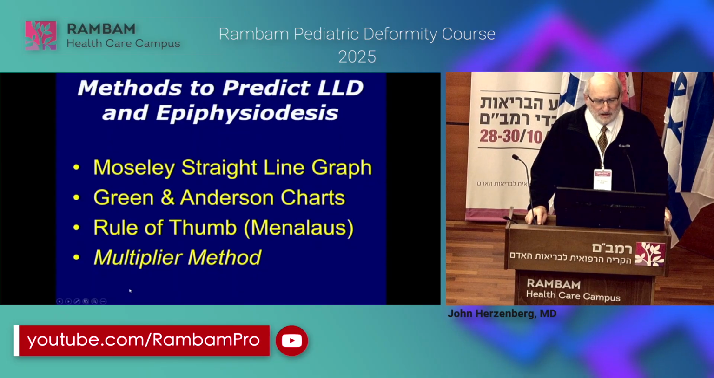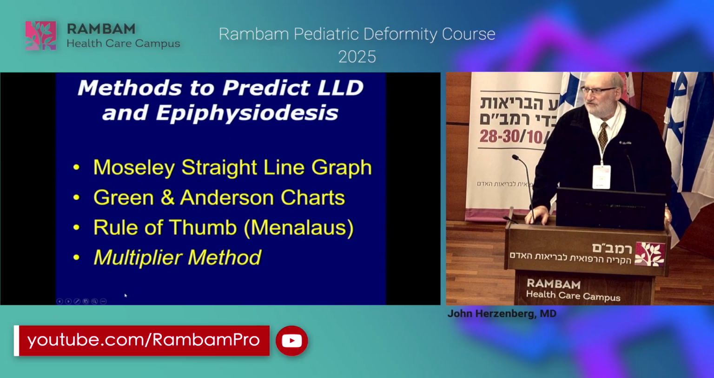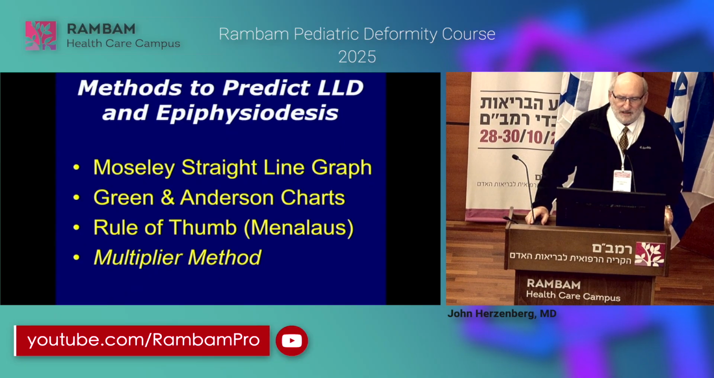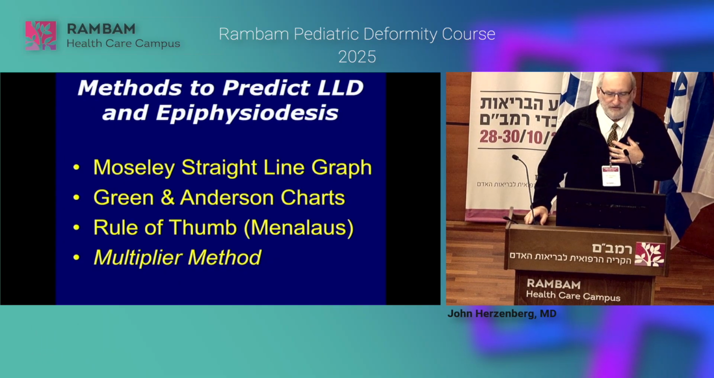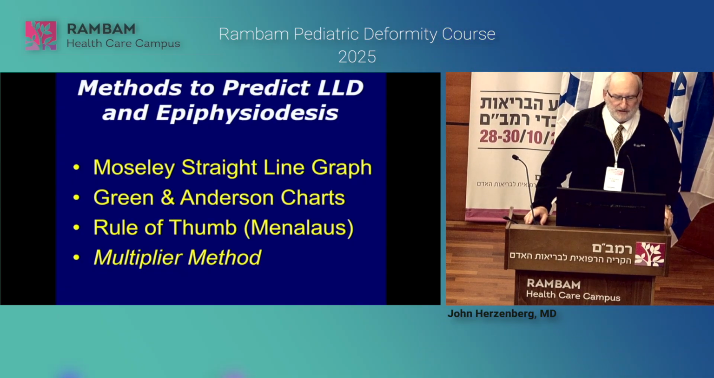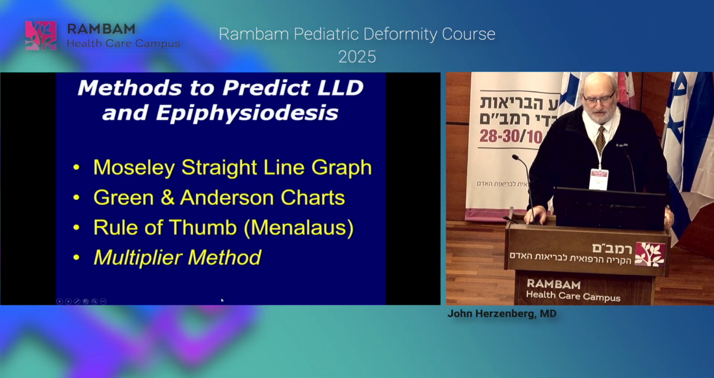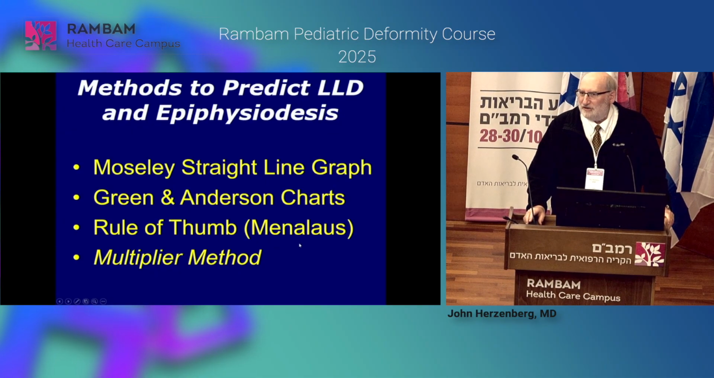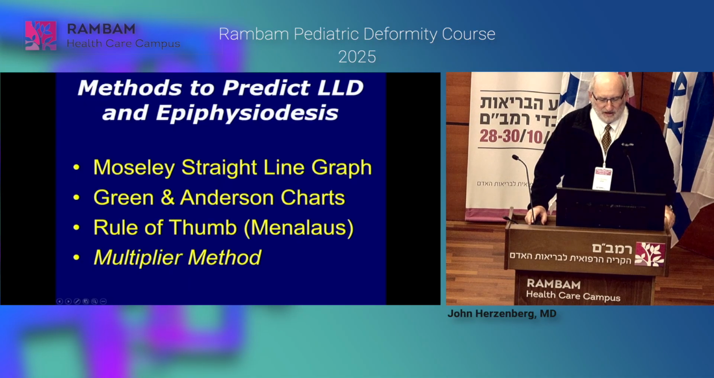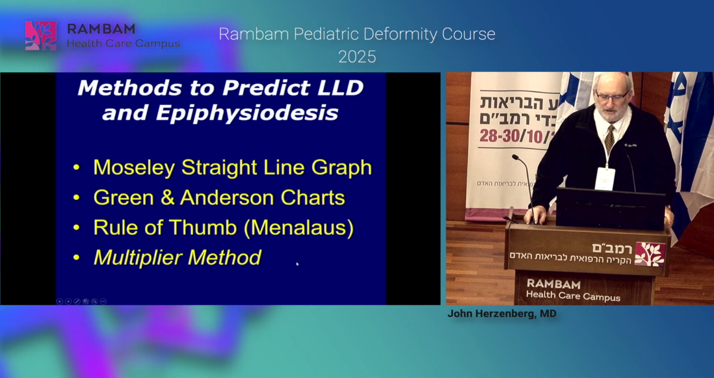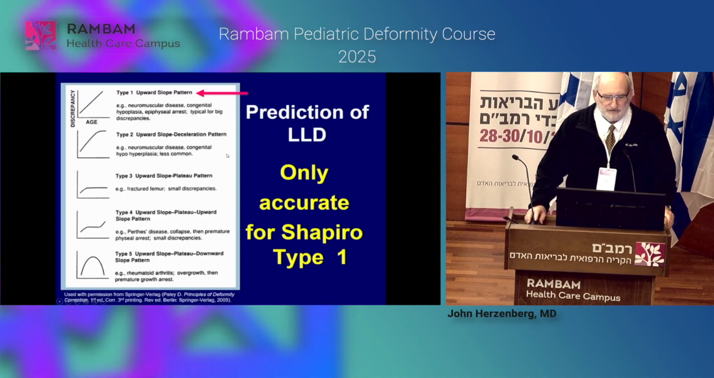But anyway, I'm going to give you just a quick, brief update on the multiplier app and what that's all about. We know there are many different ways to predict limb length discrepancy and timing of epiphysiodesis. When I was a fellow, we used the Moseley straight line graph because I did my fellowship in Toronto where Moseley was on staff. The Green-Anderson charts have been around since the 50s. Malcolm Menelaus from Australia came up with the rule of thumb, which everyone uses, and the multiplier method is something that we came up with about 25 years ago.